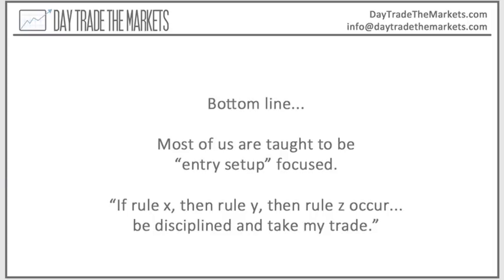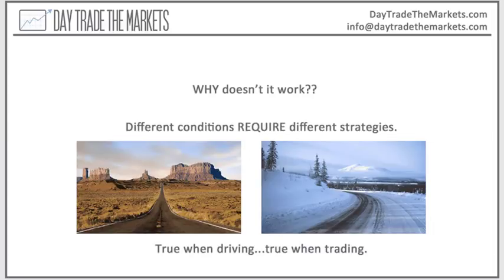We want to find that rule X and then indicator Y and indicator Z. When this lines up and that lines up and the other thing lines up, then we've got our trade, and we just take it and we're robotic about it. It sounds great. It seems perfect. The challenge is that different conditions require different strategies. I love this set of images, because intuitively this makes sense when you're driving. You can drive a lot differently on a straight, dry road in the sunshine when it's 80 degrees than you can in freezing conditions on a winding mountain road.